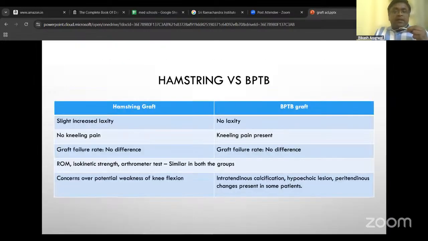Now, when we compare the hamstring versus bone patellar tendon bone graft, we see that the chances of laxity is more in hamstring, but the kneeling pain is more in bone patellar tendon bone graft. But if we see the graft failure rate, range of motion, isokinetic strength, this is similar in both the groups.